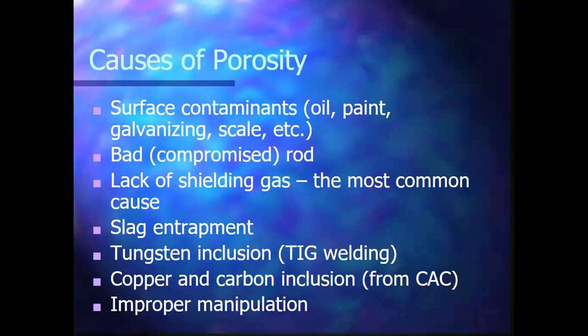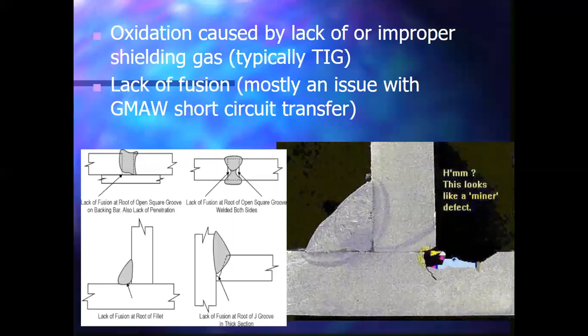Tungsten inclusion, we don't have to worry about that because we're not TIG welding, but it is a thing and it can happen. Copper and carbon inclusion from carbon arc cutting operations. We're not doing that really, but we are going to play with the plasma and the torch at some point in here. Hopefully, I want to get a day in before we get out of here. So we got all sorts of things happening here. We got oxidization caused by lack of shielding gas. We got a big defect in the back there. Looks like we got a miner in there. He's checking things out. We got examples of where all these things can happen.